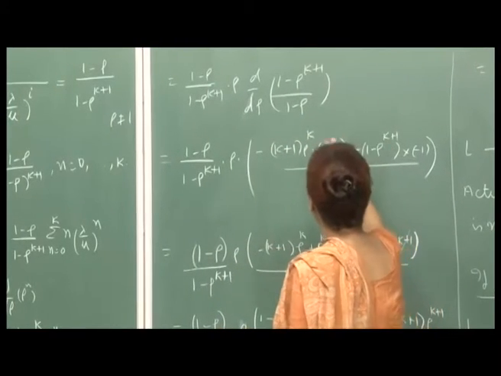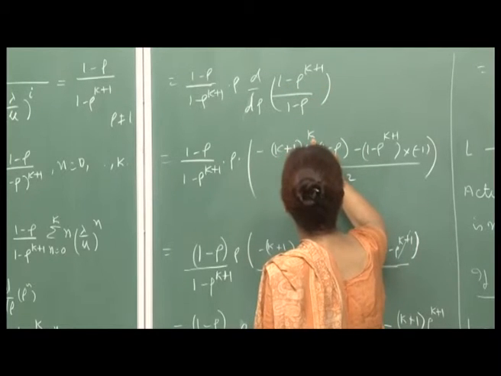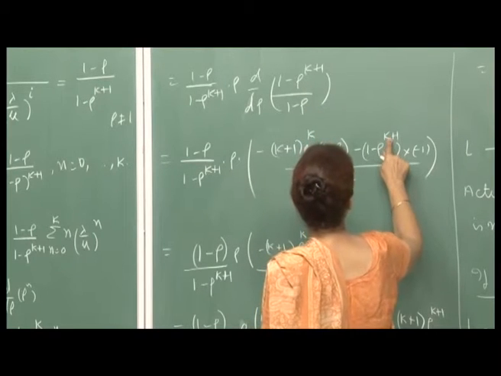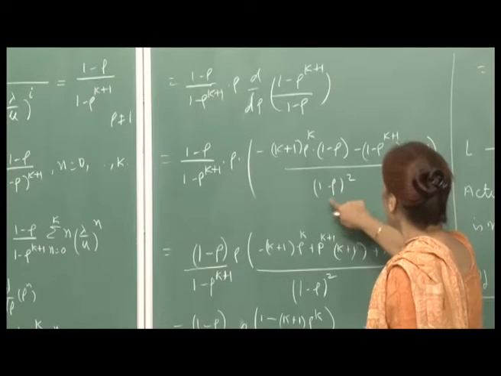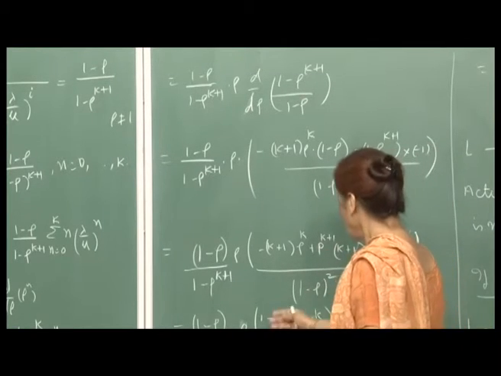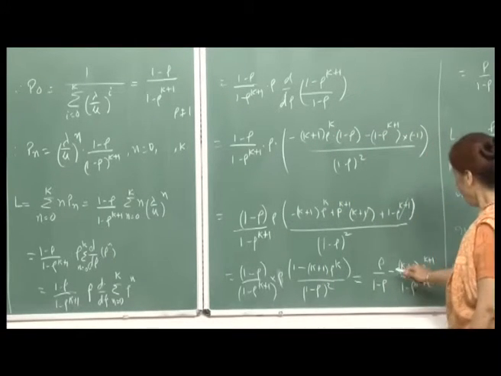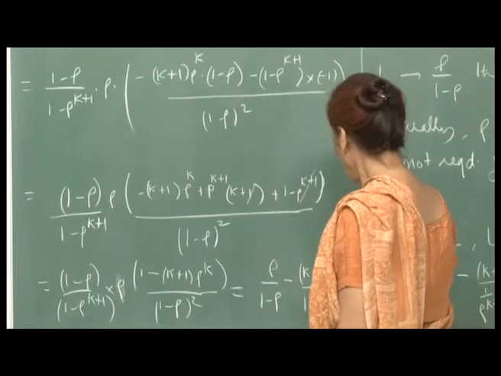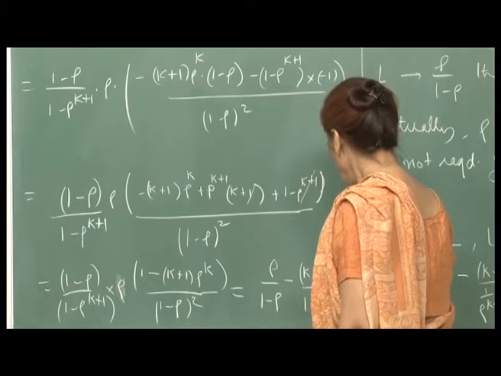Differentiate the numerator: this is minus (k plus 1) rho raised to k into (1 minus rho), minus (1 minus rho raised to k plus 1) into the derivative of the denominator, which is minus 1, divided by (1 minus rho) whole square. Just simplify, and finally you will get this. I have just separated out the two terms: rho upon 1 minus rho, minus (k plus 1) rho raised to k plus 1 divided by 1 minus rho raised to k plus 1.